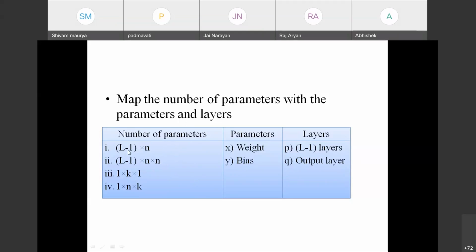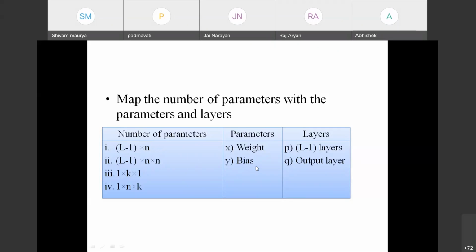L minus 1, the number of hidden layers, multiplied by n will give me the total number of parameters. For what will it give me the total number of parameters as L minus 1? Is it the weight matrix or is it the bias? We need to find that. Forget about this L minus 1, because I have added it only because I wanted to compute the total number of parameters required for the entire network.